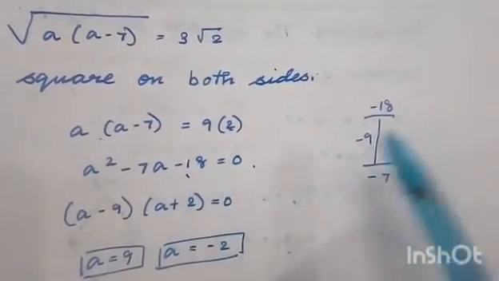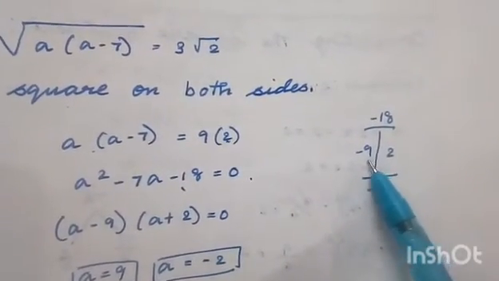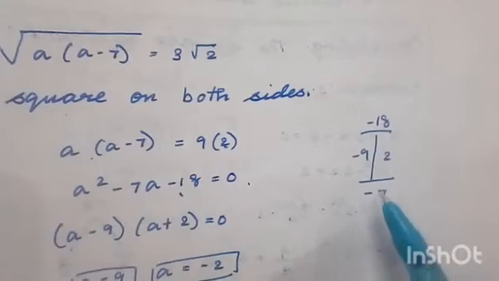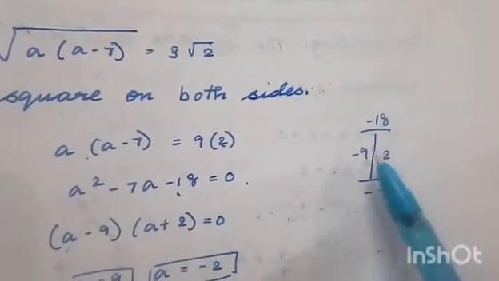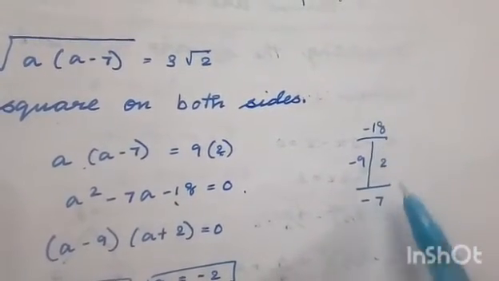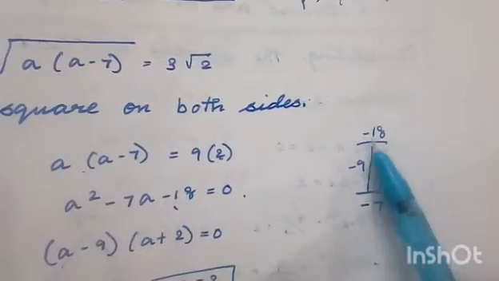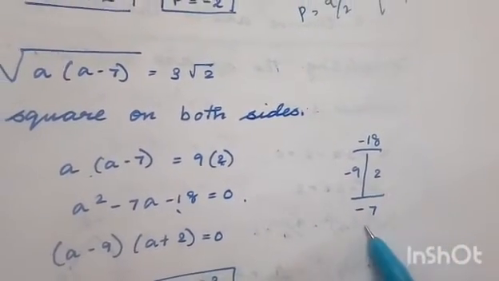The product value is minus 18, sum value is minus 7. So the factors: 9 twos are 18. So we need one minus. So that is minus 9 and 2. Now you have to check that these two factors satisfy product and sum. 9 twos are 18, it is minus 9 into 2 is minus 18. Minus 9 plus 2, sum value is minus 7.